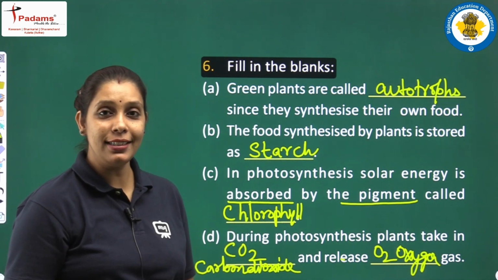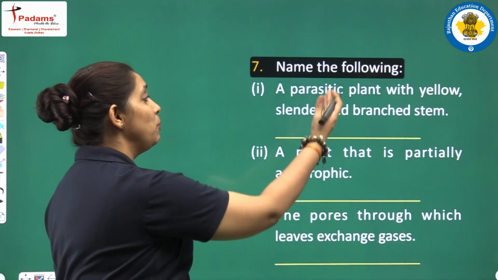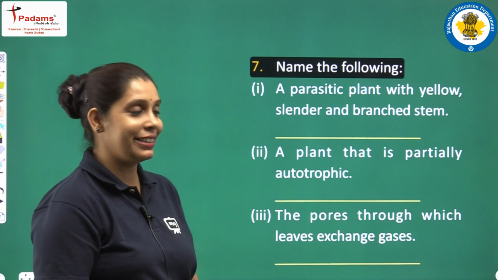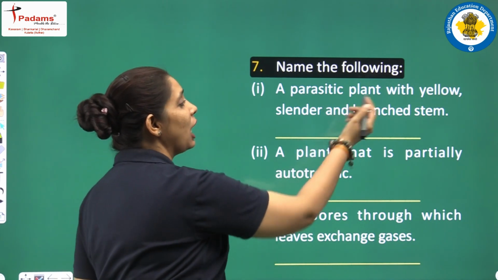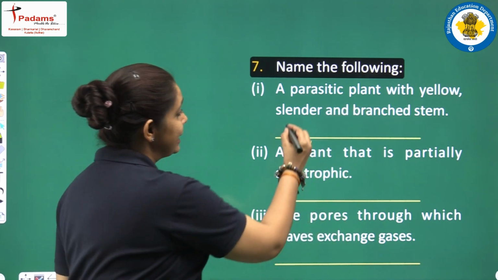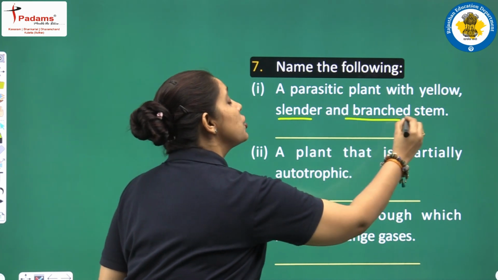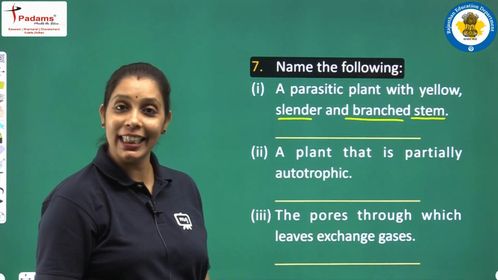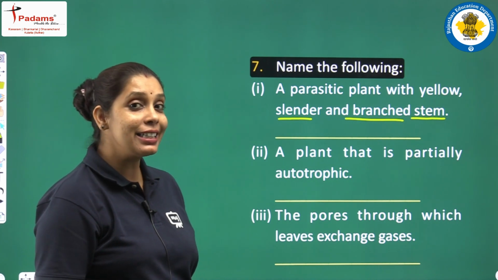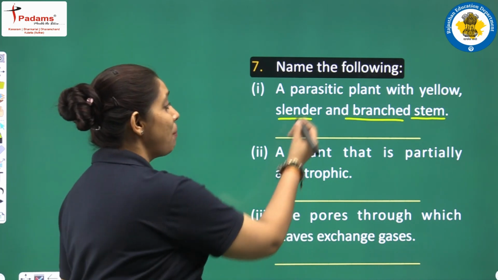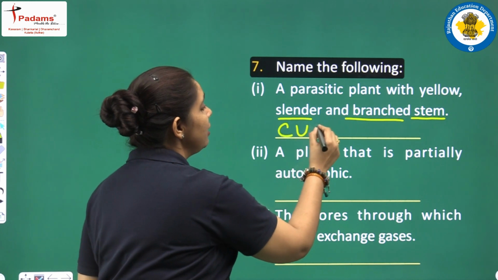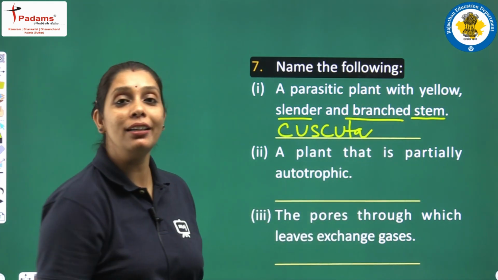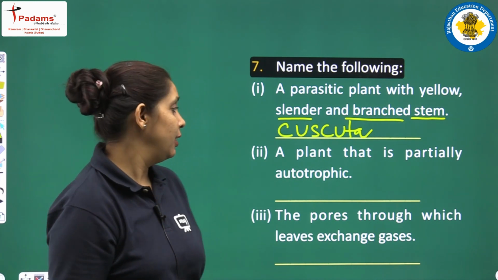Next question is, name the following. We have to answer here in one word. A parasitic plant with yellow, slender and branched stem. Yes, it is very easy. That plant is Cuscuta, a parasitic plant, and Cuscuta is also known as Amar Bale.